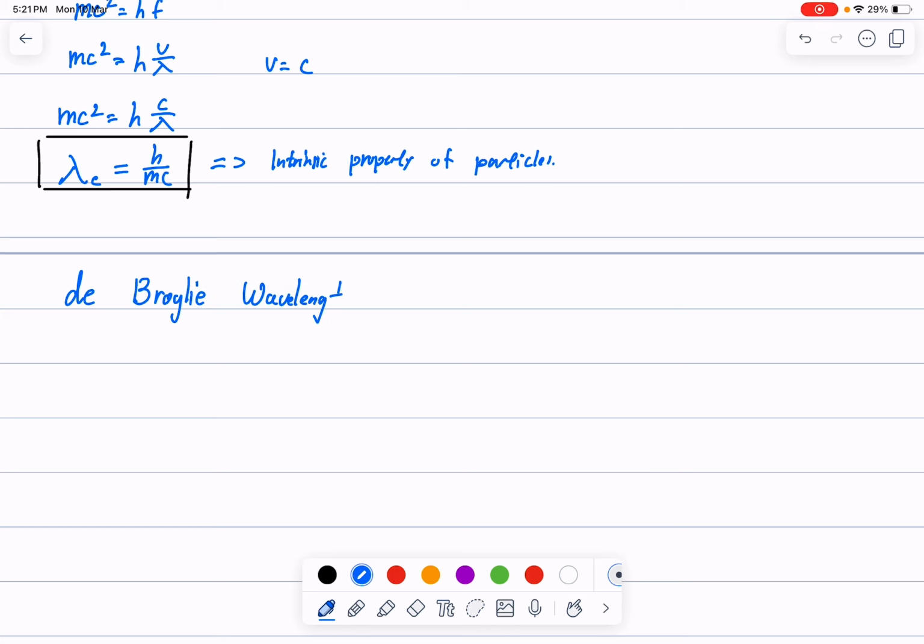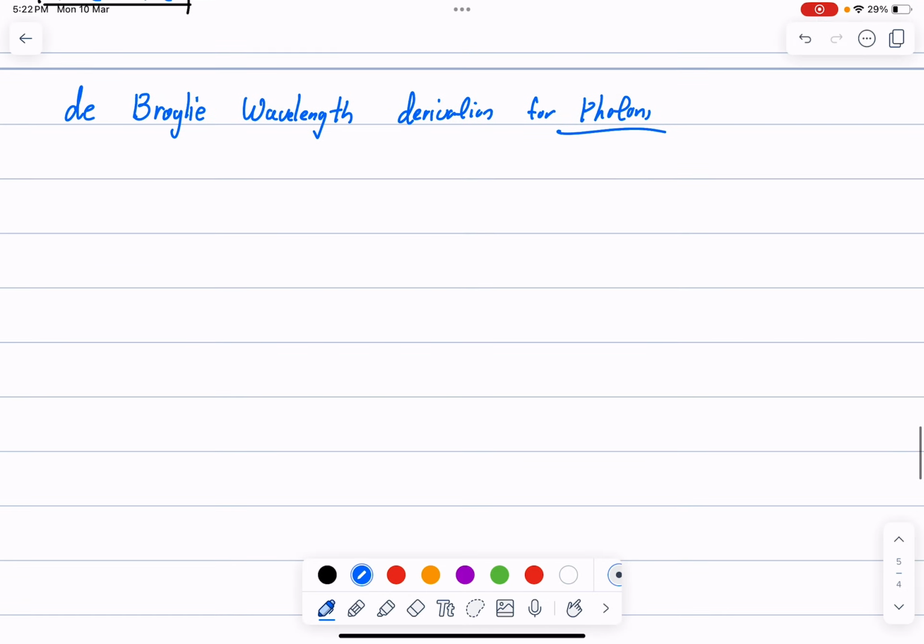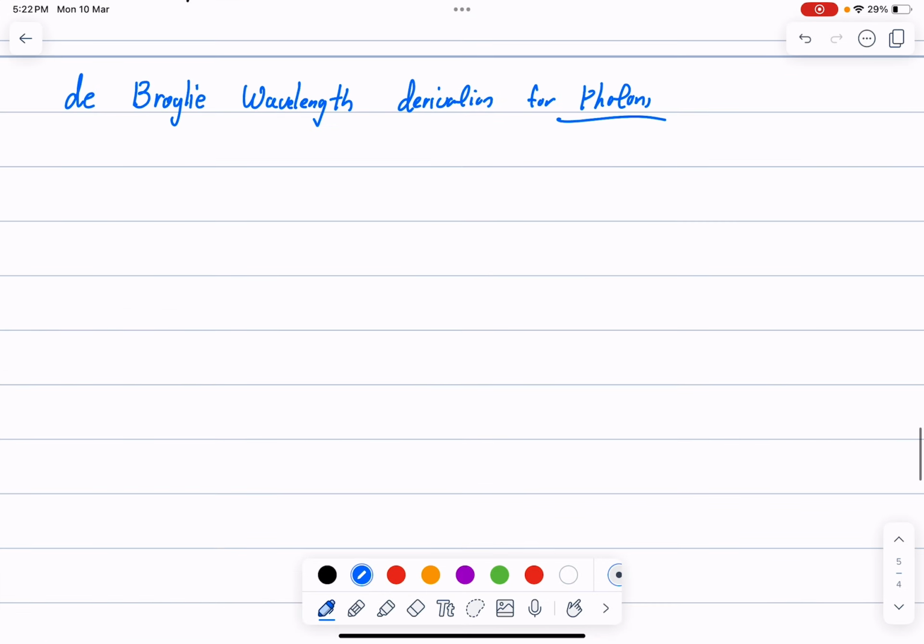Wavelength derivation for photons. Okay, so for photons travel at high velocity, so we need to use relativistic equations here.